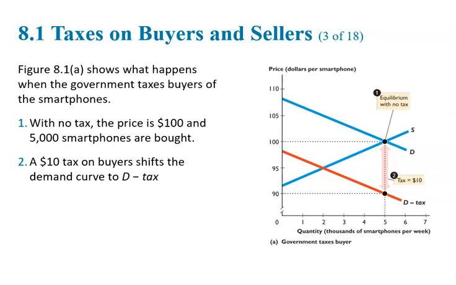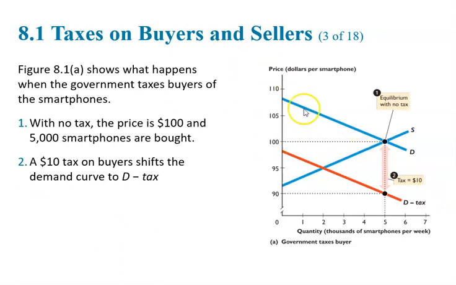With no tax, the price is $100 and the quantity bought of smartphones is 5,000 units. You can see that this is the intersection of the blue supply and demand curves. You can see that the equilibrium price over here is $100 and the equilibrium quantity is 5,000 units of smartphones. Now what will happen if a $10 tax on buyers is imposed by the government?